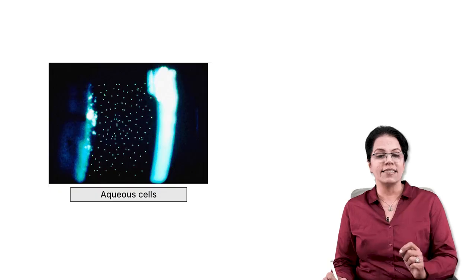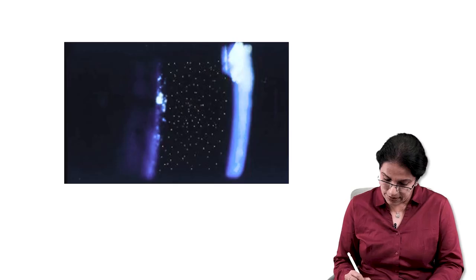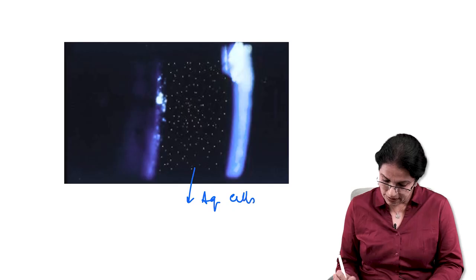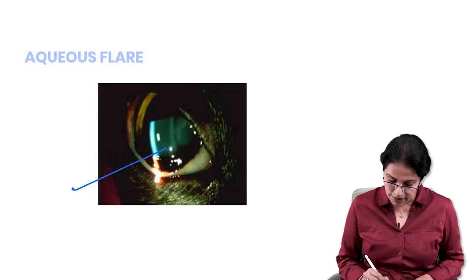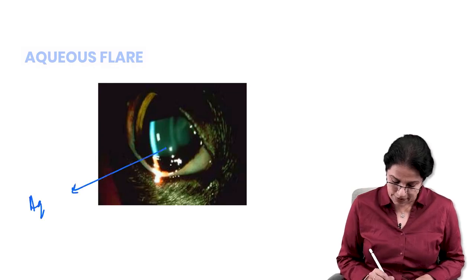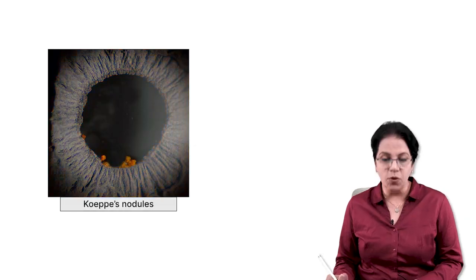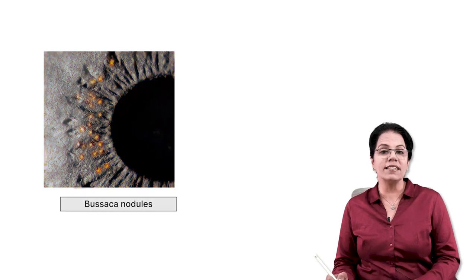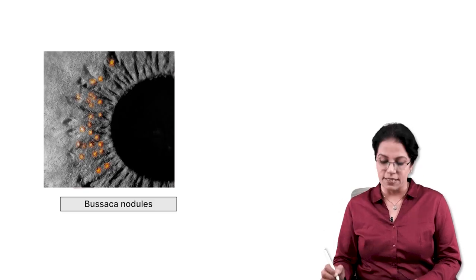So, here you are, these are the cells in the aqueous humor, these are aqueous cells. So, again this is your aqueous cells. And this one is your aqueous flare, okay, this is your aqueous flare. Now, what you are looking at? These are the Koeppe nodules. And these at the base of the iris, it is Busacca. So, at the tip, pupillary border, it was Koeppe's and this is your Busacca nodule.